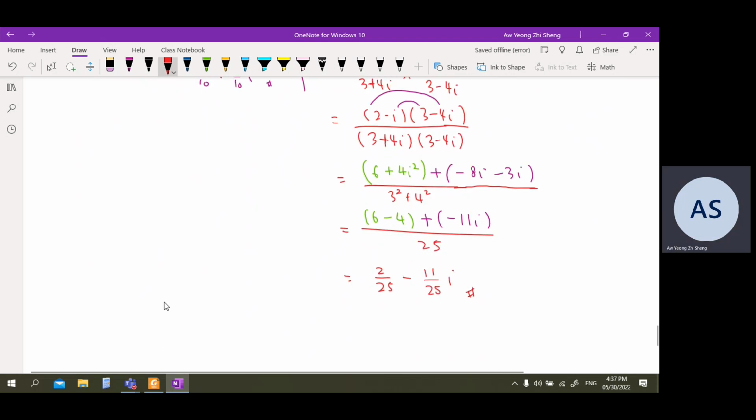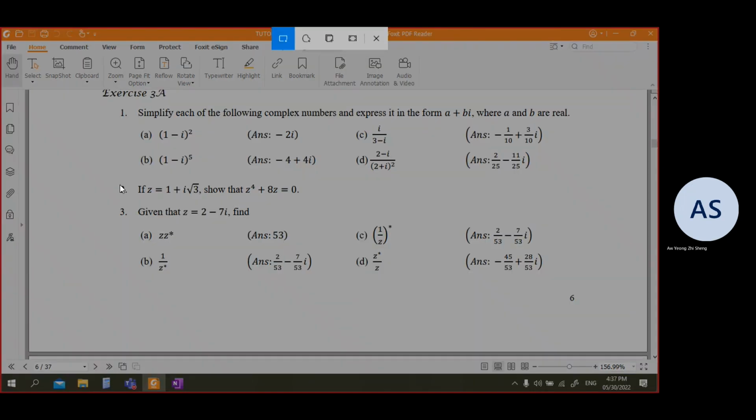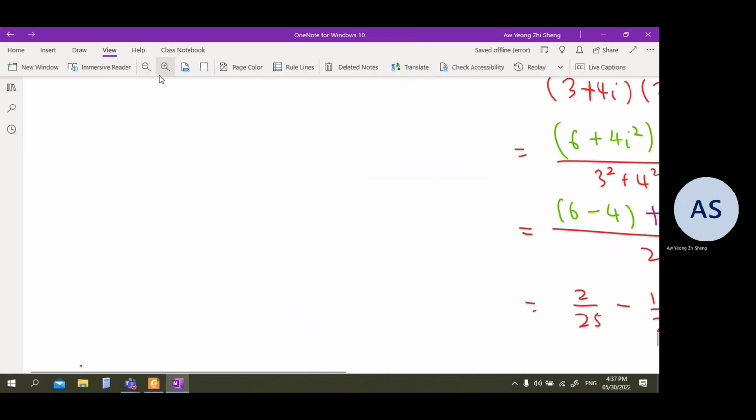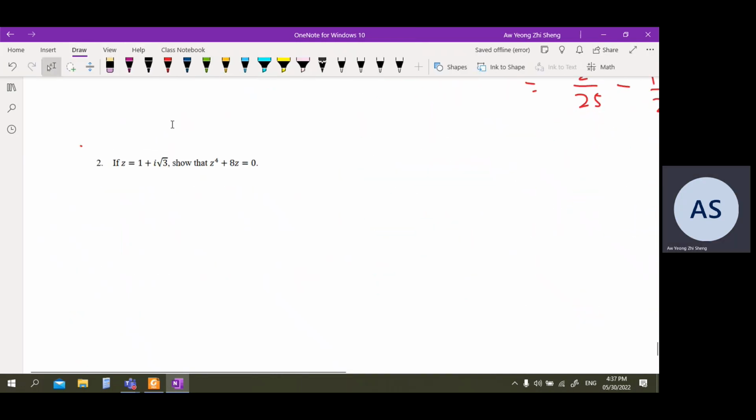Right, next, move on to question 2. But if z is this number, show that z to the 4 plus 8z equals 0. But this is just a simple question. Okay. So if z is 1 plus root 3 i, I prefer to write the i at the back because it's easier to do computations that way. If you choose to write the i at the back, make sure to leave a bit of distance between the root 3 and the i, so that it will not be misinterpreted.